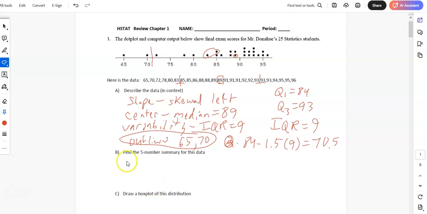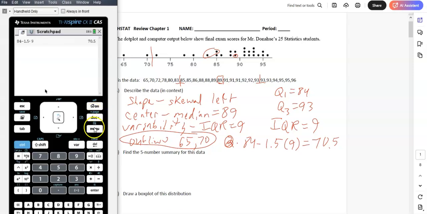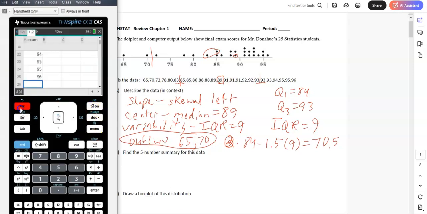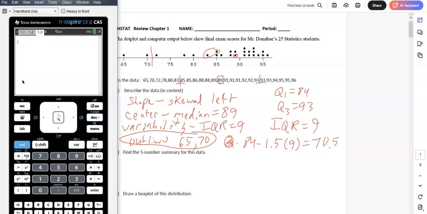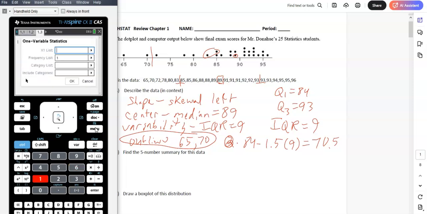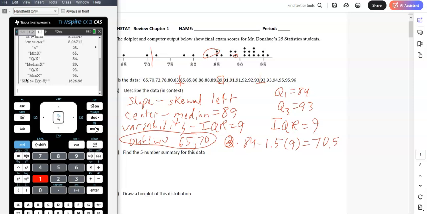So find the 5-number summary. I've just about found it there. Let me just show you the calculator how to find it. So if you type the data in, so I typed it into a Lists & Spreadsheet page. I called it exam. Hit the home key, go to calculator page, do not go to Scratchpad. Menu 6, 1, 1. X list is called exam.